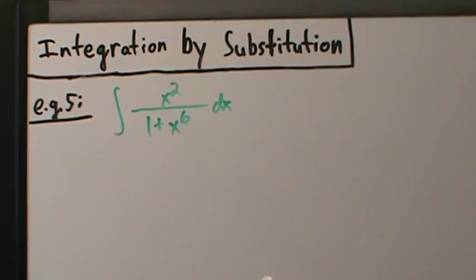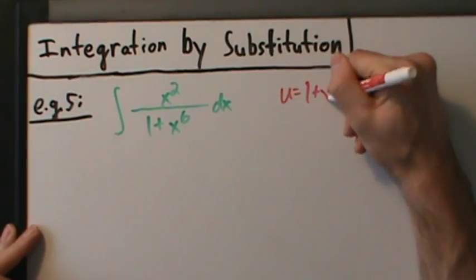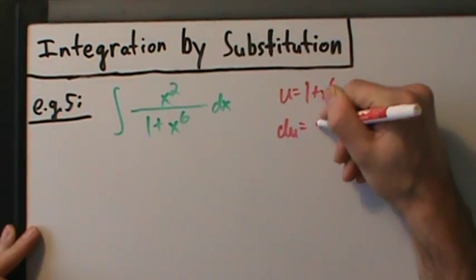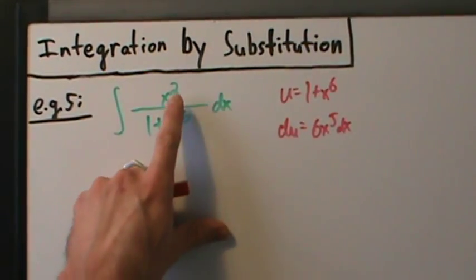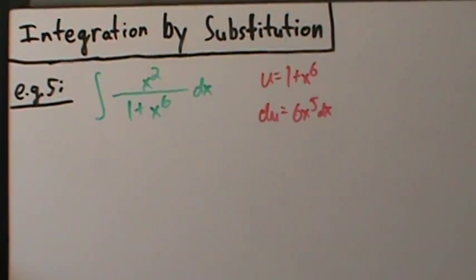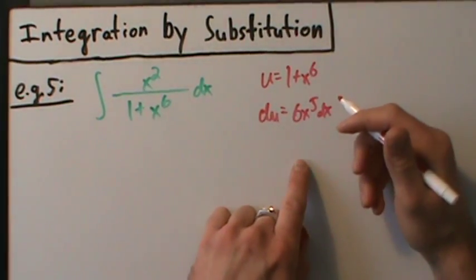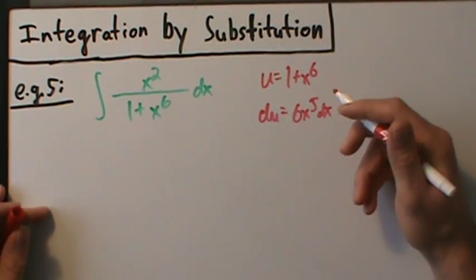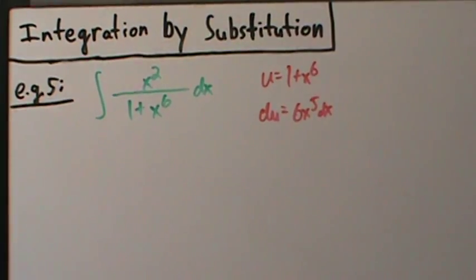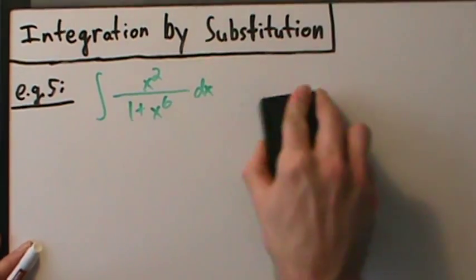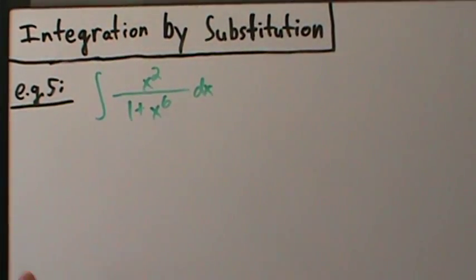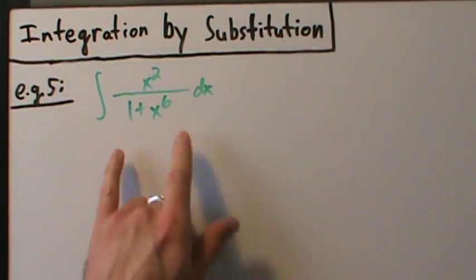So if we try and let u be 1 plus x to the 6th, then du is 6x to the 5th dx, right? And that's not really going to work out because we have an x squared, not an x to the 5th. We can try and mess around with it a little bit, but it's just going to be very complicated, and it's probably not going to work out in our favor. So we don't want to try that. But what else could we try? Well, we could try to let u be x squared, but then du is going to be 2x dx, and that's really not going to help us at all in the bottom.